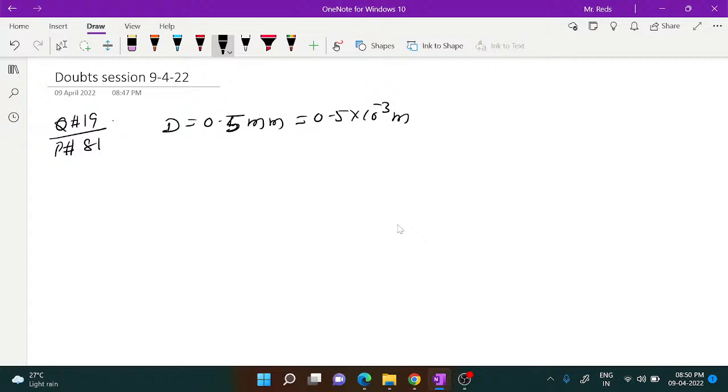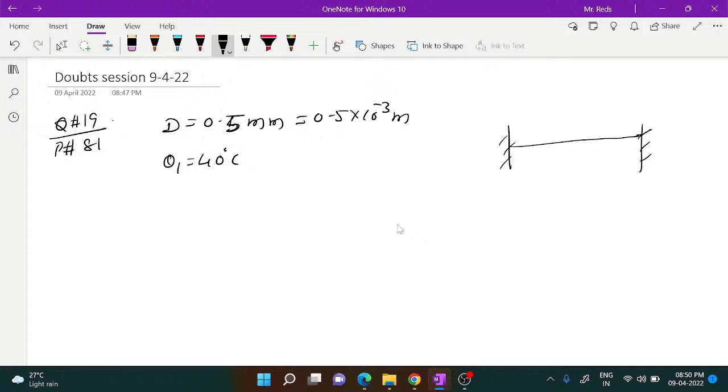It is just stretched between two fixed points, like this. This is a wire, stretched between two fixed points. The temperature of 40 degrees Celsius means the initial temperature, which we represent with theta 1. Why? Because we are supposed to deal with the tension, so tension we take as T and temperature as theta. Theta 1 is equal to 40 degrees Celsius.